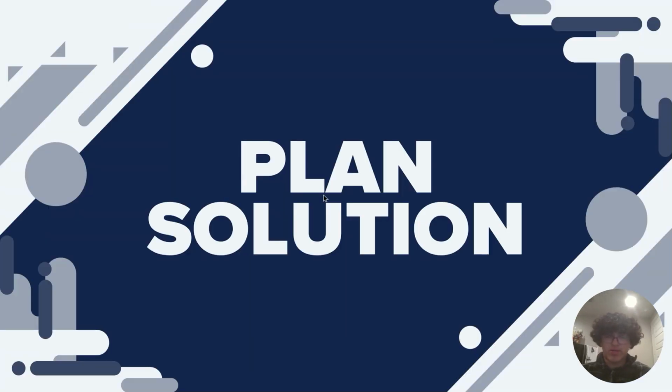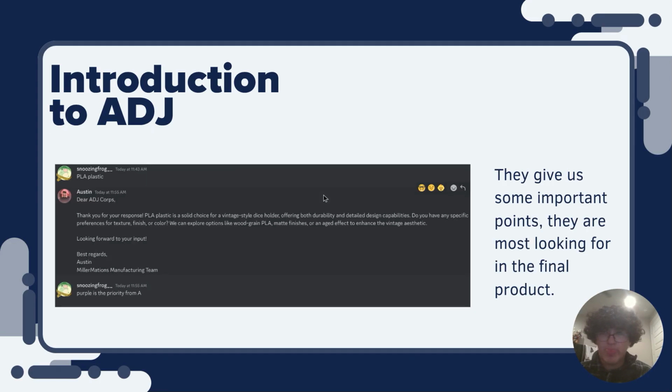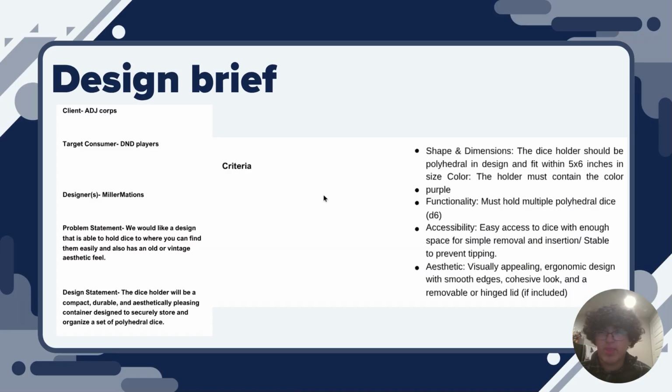So now we're planning our solution. Here's our introduction to ADG. This is just us informing them and them informing us of what they want to see through the design process, what they want us to create. Here you can see us kind of just elaborating on stuff. They're saying they want PLA plastic. Purple is one of their main priorities, at least for colors.